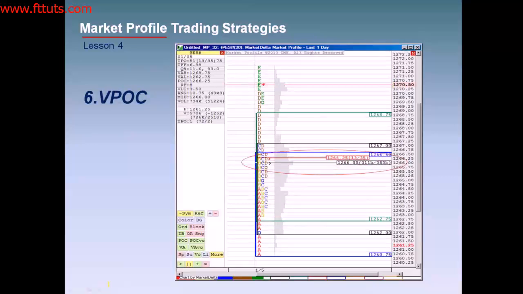Now, it's also important to be able to identify the volume POC. The price POC was based on the value area based on price. Now, let's take a look at the volume POC, and the volume POC is, in fact, different from the price POC. The volume POC is the 1266 number that we see here, and the black line identifies that for us.